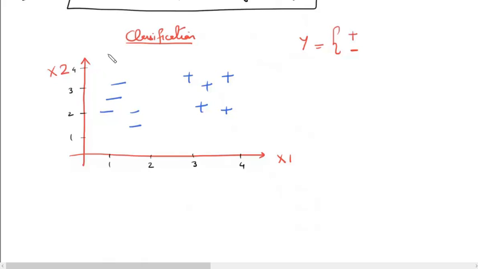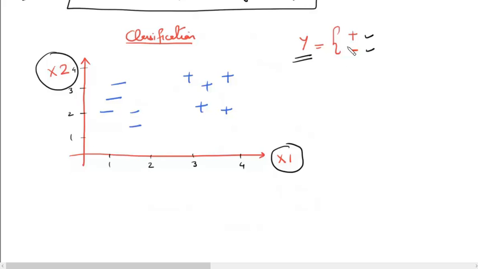Let's take an example where I have two independent variables x1 and x2. So these two are my independent variables x1 and x2, and I have my dependent variable y, which has two categories, plus and minus. So instead of ones and zeros, I'm taking plus and minus because they are easy to represent here in a graph. If I write ones and zeros, it might not be very clear, so I'm writing it as pluses and minuses.